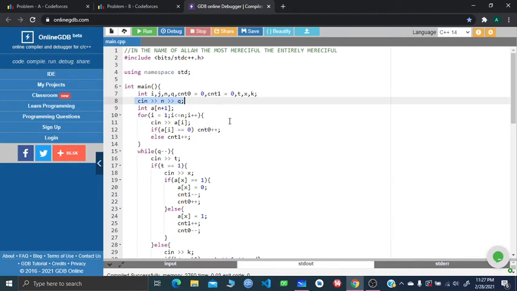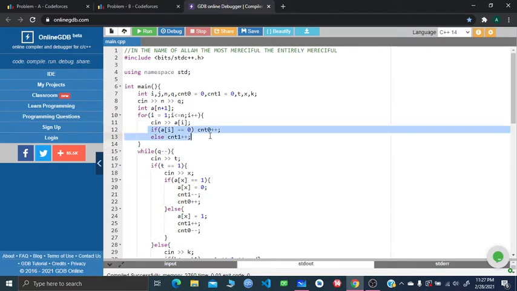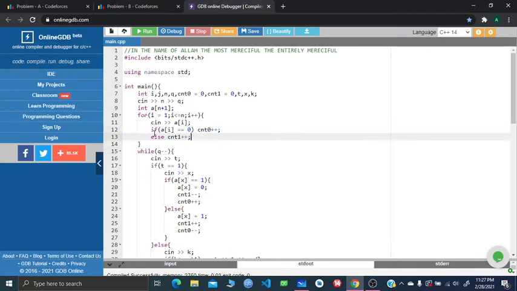Here you go. Taking n and q, and then the values, checking the count of values, count of zeros and count of ones. If it's 0, then count of 0 increases. That's the initial part. If it's 1, then count of 1.